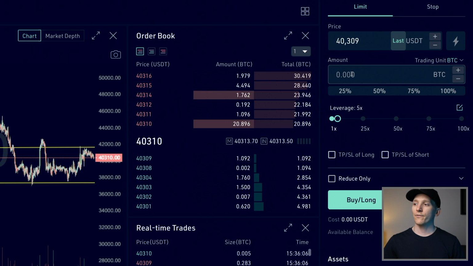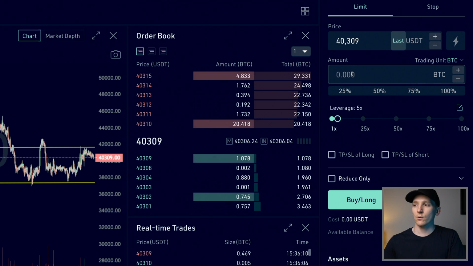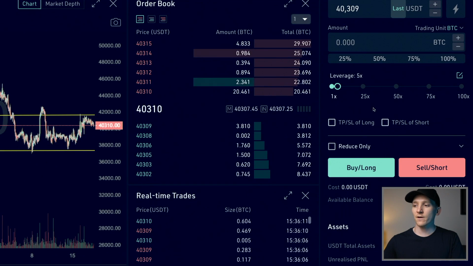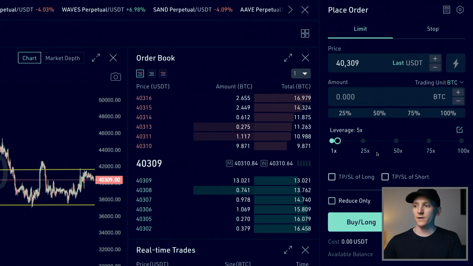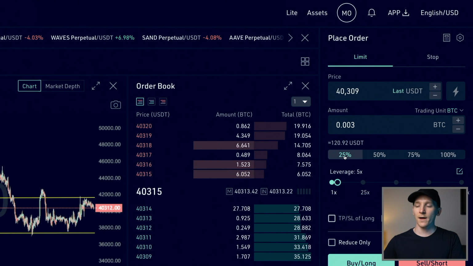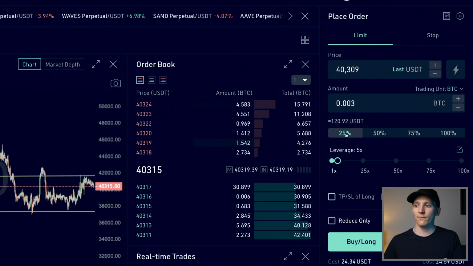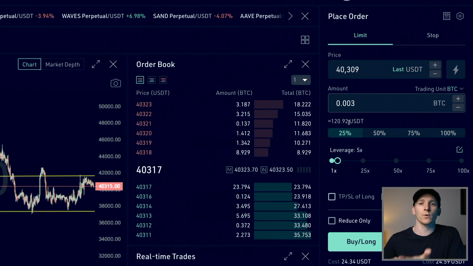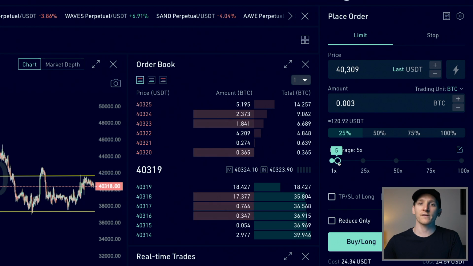And the amount of Bitcoin that you want to trade, obviously if this is Ethereum or something, it will be different. But you can see I've got $100 on account down here, just for the video. Then what I can do is press 25% of that. Now what you can see, I pressed 25% of 100, so obviously $25, but it's come up here with $120. Why is that? Well, I'm actually using leverage. So you can see I've got 5x leverage on here.